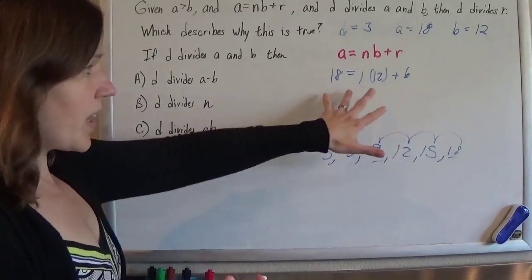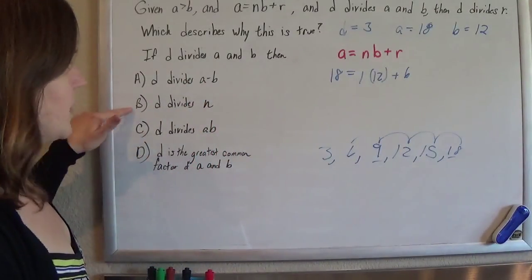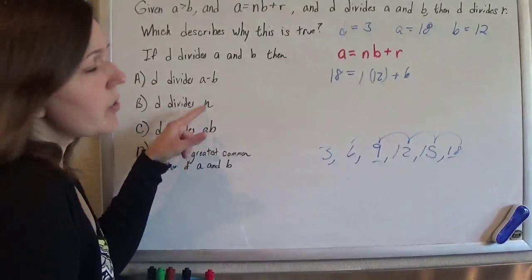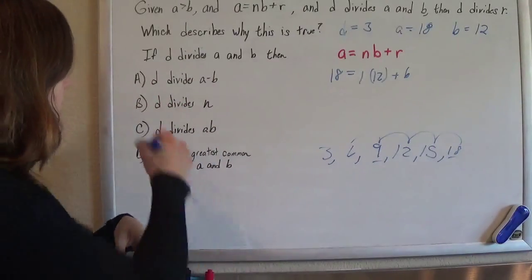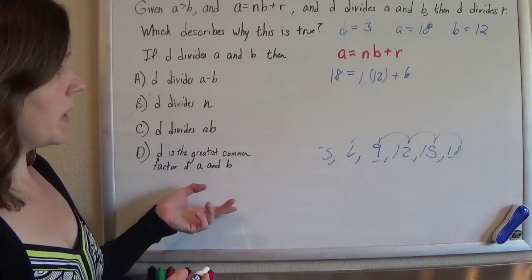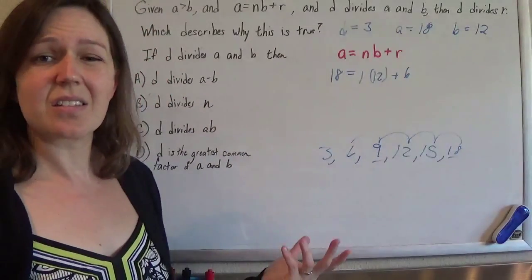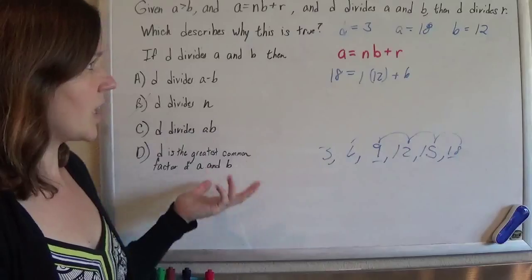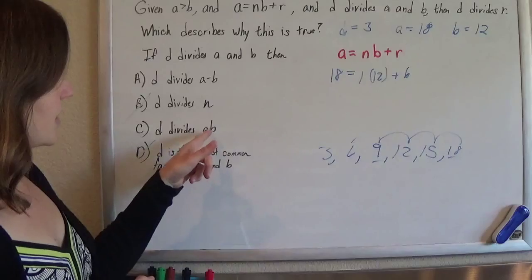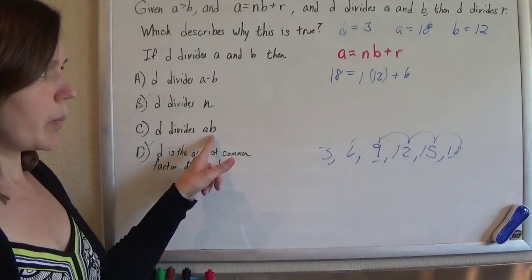And so now that we kind of have an example that works, some of these don't make any sense at all, right? Like D divides N? N in this case was 1. 3 doesn't divide 1. There's no reason that D would ever have to divide N. So that guy's out. D is the greatest common factor between A and B? Nah, right? The greatest common factor between 18 and 12 would have been 6. And D doesn't have to be 6. That's just silly. Now, D divides A times B, this is true, but it doesn't help you prove it.